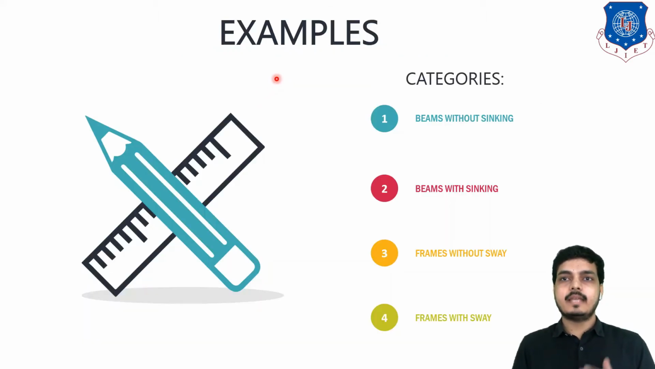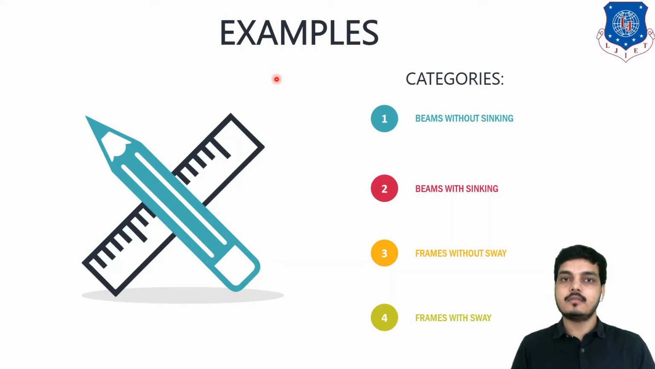So there are some categories of examples. There are two types, beams and frames, and in that also there are two types. If we are considering beams, there are two types of examples on beams: beams without sinking, meaning no deflection, and beams with sinking, meaning there will be deflection given for the sum. And for frames, in a similar way, frame without sway and frame with sway. So these are the four categories of slope deflection method examples.